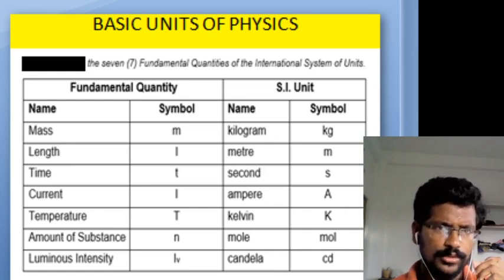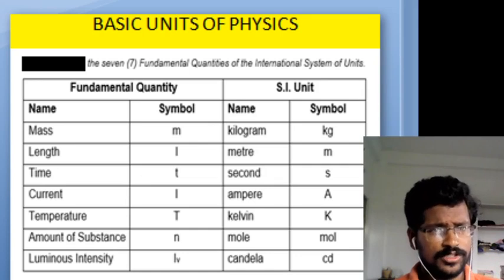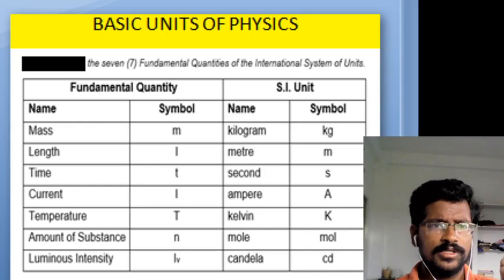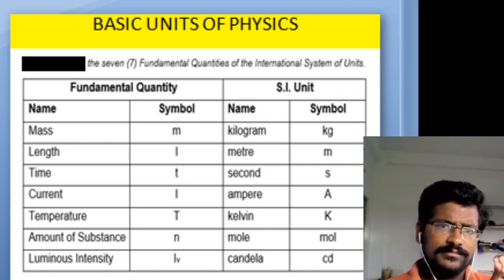Now we are going to discuss mass. The quantity of an object was first measured in pounds, and after that it was converted into grams and kilograms in the 1960s. The SI unit of mass is the kilogram, and the CGS unit is the gram.